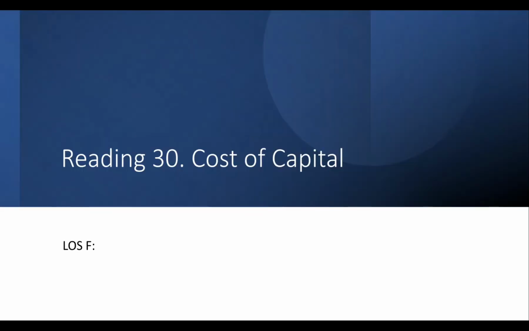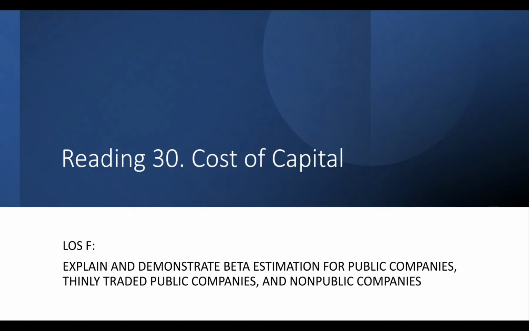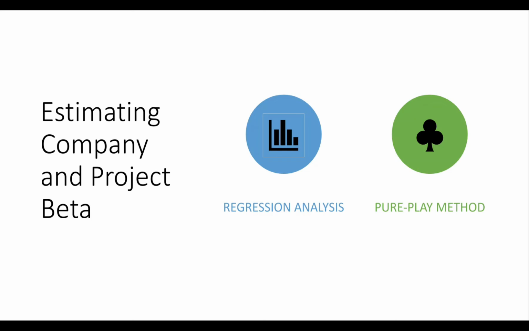We are now on the LOS, and the LOS requires us to explain and demonstrate beta estimation for public companies, thinly traded public companies and non-public companies. First, we'll begin with the beta estimation for publicly traded companies. But before we begin, what is beta?